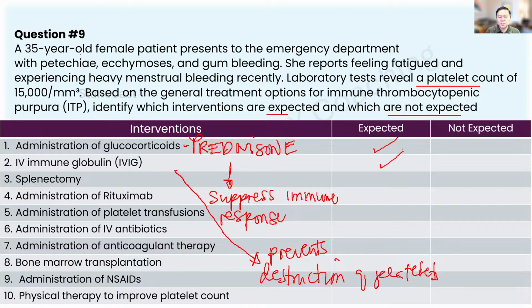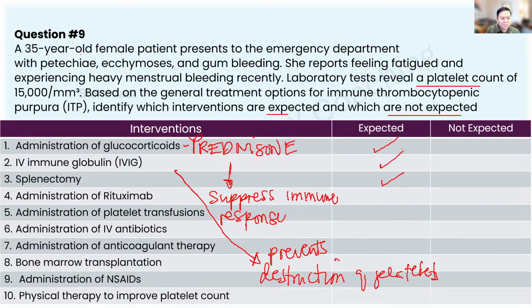What about splenectomy? Splenectomy is the surgical removal of the spleen. This is going to be indicated for chronic steroid-resistant idiopathic thrombocytopenic purpura. So this is going to be expected as well.